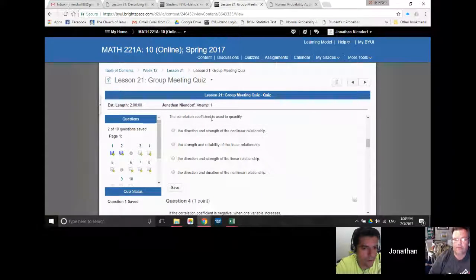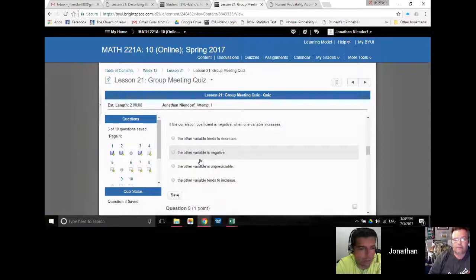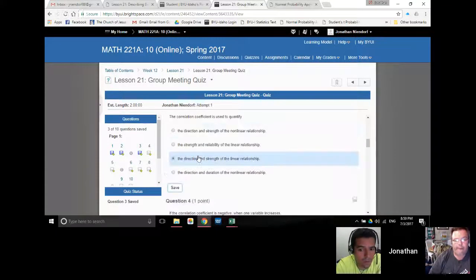The correlation coefficient is used to quantify the direction and strength of linear relationships. Okay. Because that can be positive or negative with weak, moderate, or strong. Yeah, exactly. So 3 is the third one down? Yes.